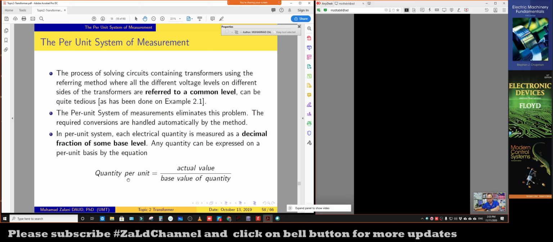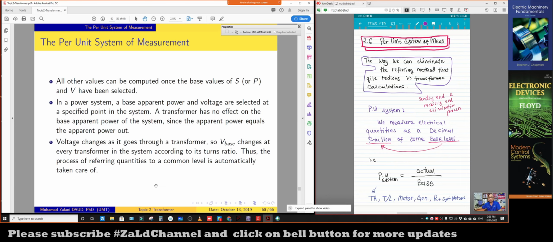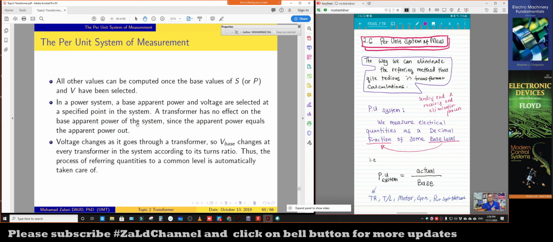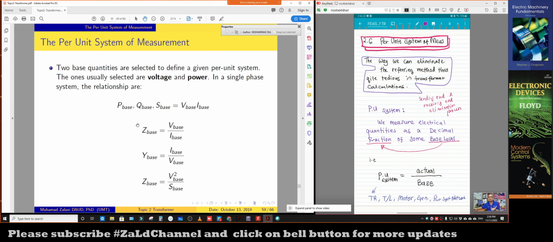This is basically another theory about the per unit system. To understand it further, we must go to the example question. So I will prepare another video discussing the per unit system, which is discussed in tutorial 2.3. I will share it with you so that you can check that video as well to understand the per unit system. So in this session I will just explain theoretically.